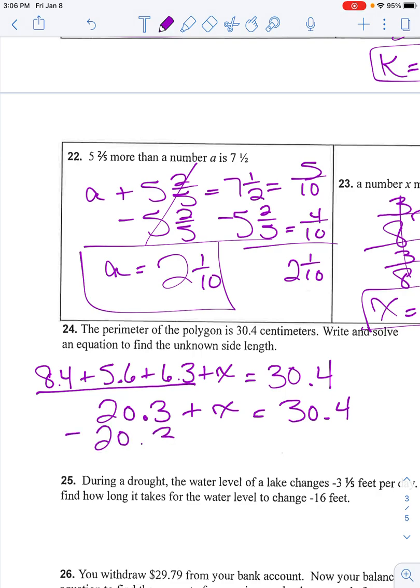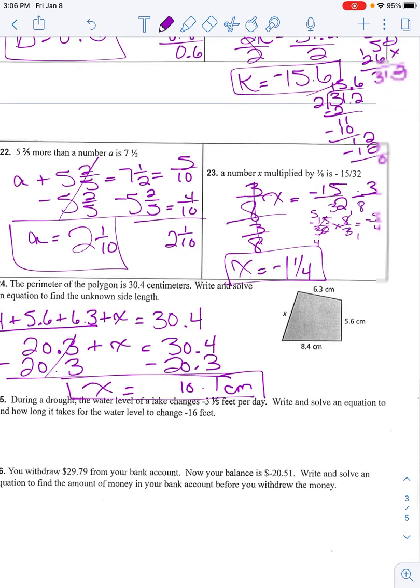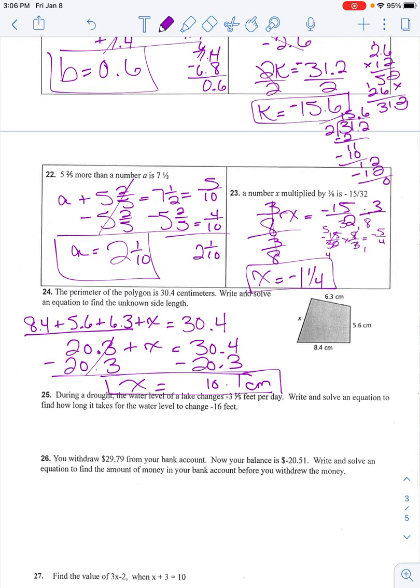Obviously, we want to isolate the variable, so get rid of the 20.3 by doing the inverse. Subtract 20.3 from both sides, and that will give us our x. 10.1 centimeters. Okay.